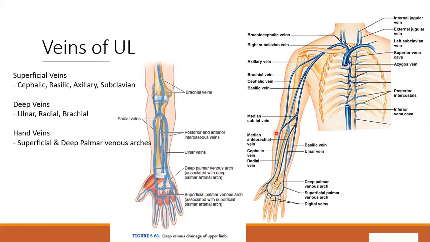So your deep veins are your ulnar vein here and your radial vein here, which are obviously paired up with the arteries of their same name. They come together to form the brachial vein, and the brachial vein empties into or combines with the basilic vein in order to create the axillary vein. The cephalic vein empties into the axillary vein, and together they make the subclavian vein.